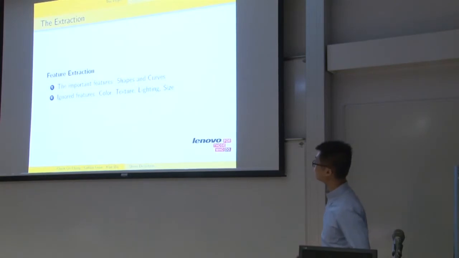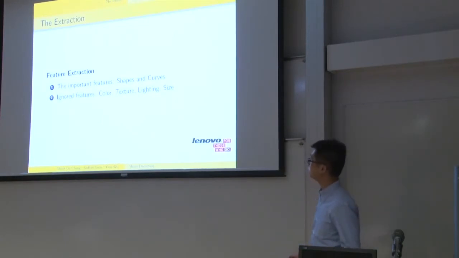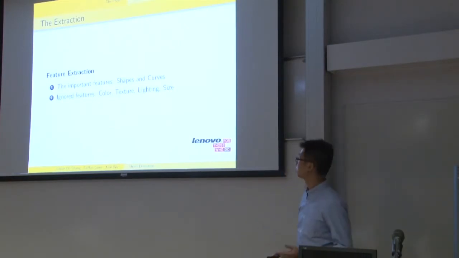And next, the features. As we said before, we want our features, but what features do we want? We focus only on the important features like the shapes and the curves from our shoes, but we ignore the features like the color, the texture, the lighting, and the size. So we will turn our images into grayscale.